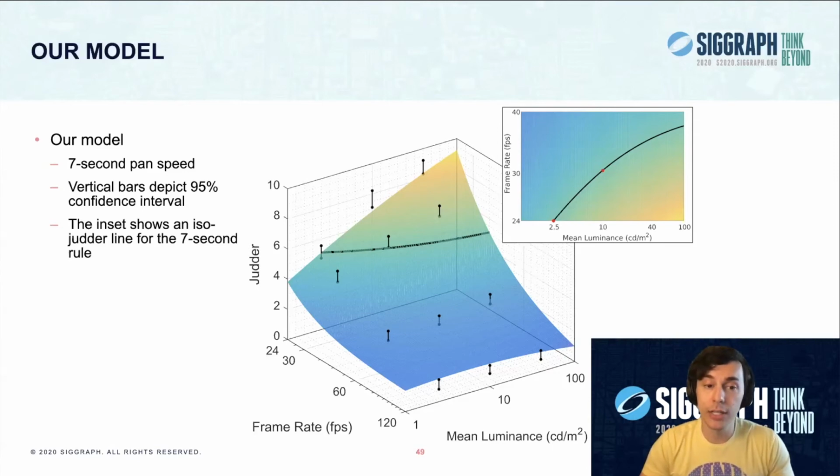And I'd like to call your attention here to the inset on the slide. This inset is just the top view of our plot, and it shows an iso judder line for the 7-second rule. So we can think of the 2.5 nit average luminance as being representative of a cinema context. And what we have here is that the judder for a 24 FPS 2.5 nit case lies on that red dot on the bottom left. As we trace this line, we see that if the luminance were to be increased to 10 nits, which could be representative of, let's say, a home theater case perhaps, then the frame rate to keep the judder equivalent for the speed would be about 31 frames per second. That's some interesting information that we didn't have before.